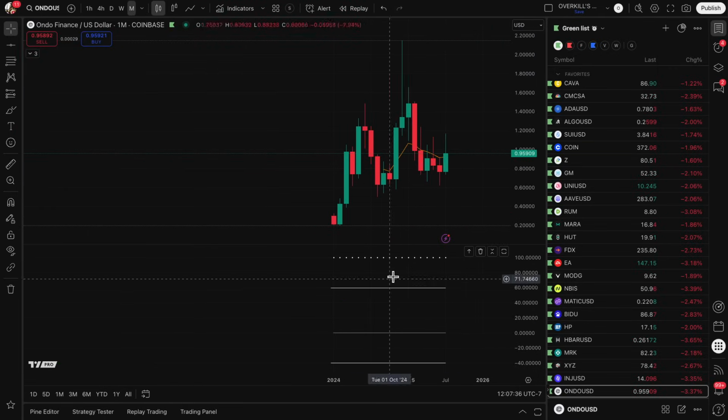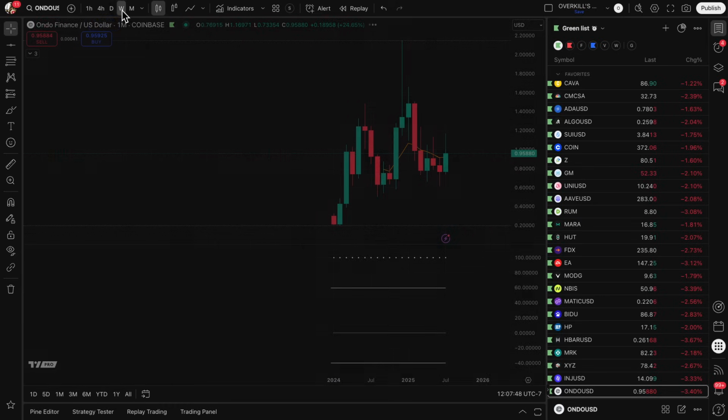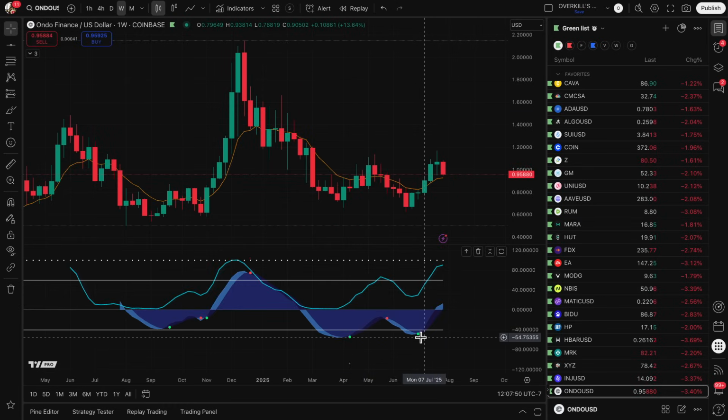We don't have any data on the monthly. If you guys don't see the indicator on your monthly chart for an asset, it's because it's too new. You can see this just came out last year in January of 2024, so there's not enough data to feed the indicator. If that's the case, you can come in here to the weekly and you could see that there's a green dot right there that also got called out at 80 cents.